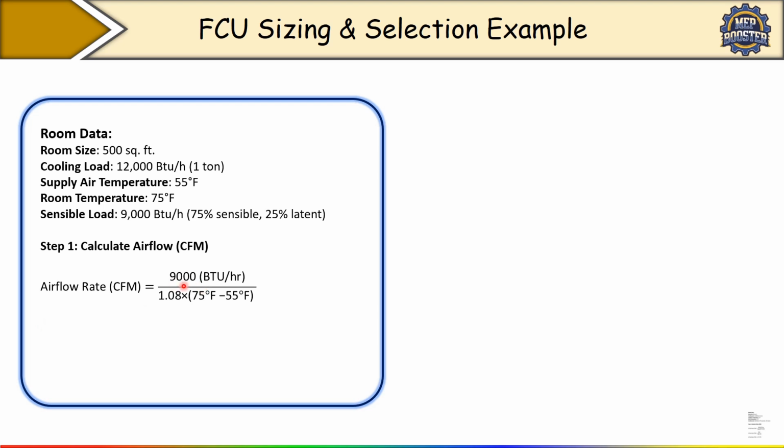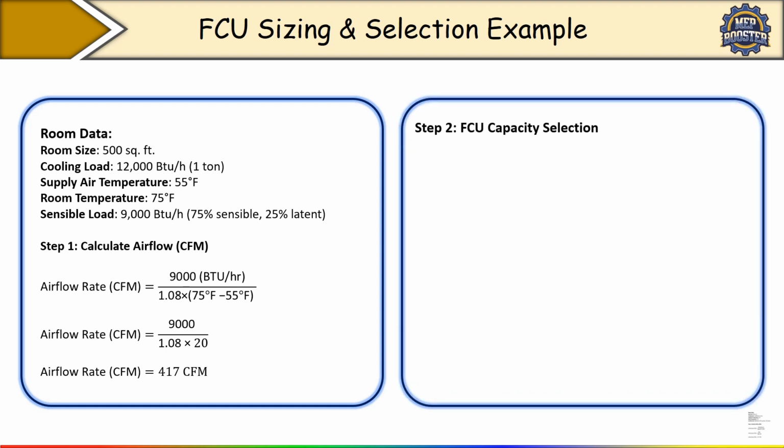9,000 sensible load divided by 1.08 times the temperature difference. And I have also discussed why we are using sensible load, to find out the airflow CFM value. So when you substitute the values, we have got 470 CFM. Calculated airflow is 470.